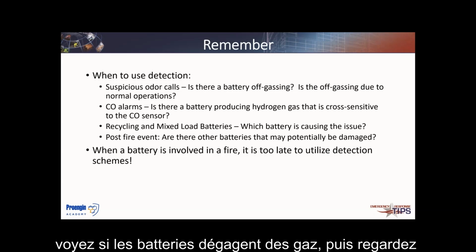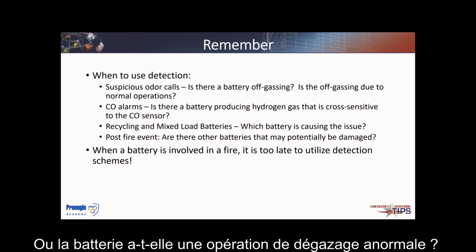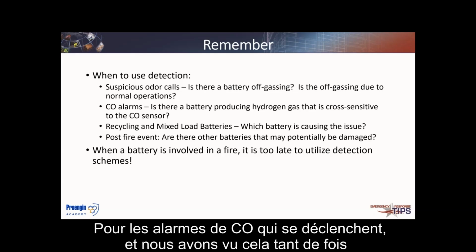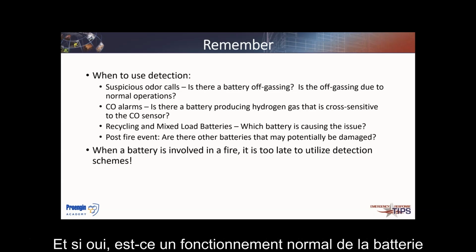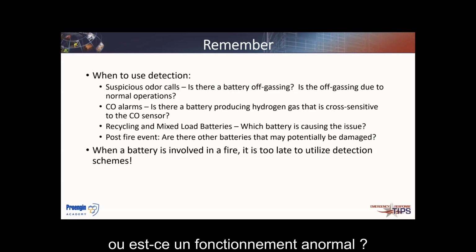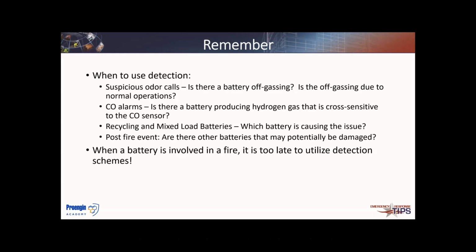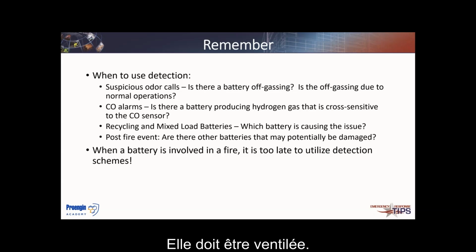And then look at the battery type and ask, is this normal? Or is the battery having an abnormal off-gassing operation? And if so, then remove that battery. For CO alarms that are going off, and we've seen this so many times in homes, is that battery producing hydrogen gas? And if so, again, is it normal operation of the battery or abnormal operation? So when we look at a sulfuric acid-based battery, that's normal, but it shouldn't be in an enclosed space. It needs to be vented.